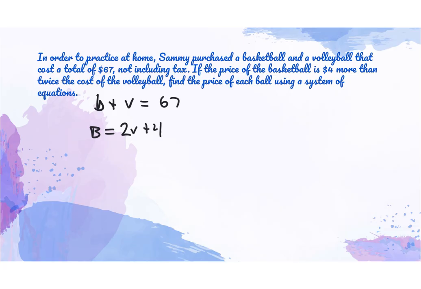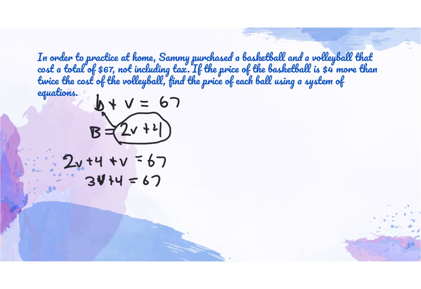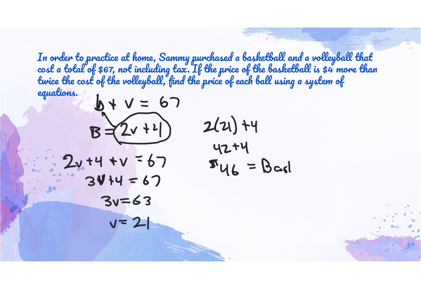Okay, so this one's set up for substitution. If I go 2v plus 4 plus v equals 67, all I did was take this and throw it in for the basketball. So 3v plus 4 equals 67. So 3v equals 63, so the volleyball is going to be $21. And then when I substitute that back in, 2 times 21 plus 4, so 42 plus 4 is 46. That's how much the basketball cost.